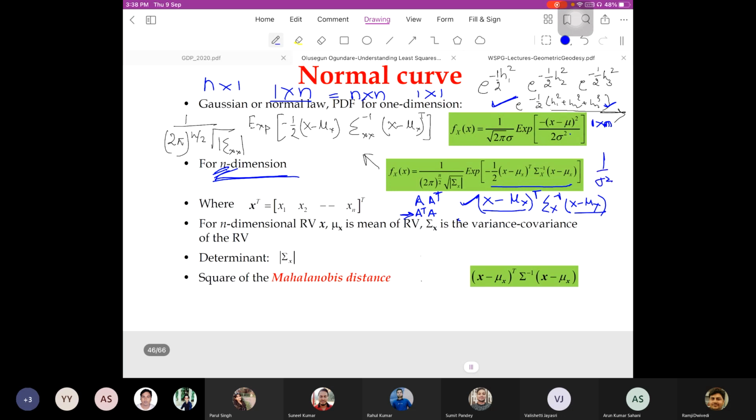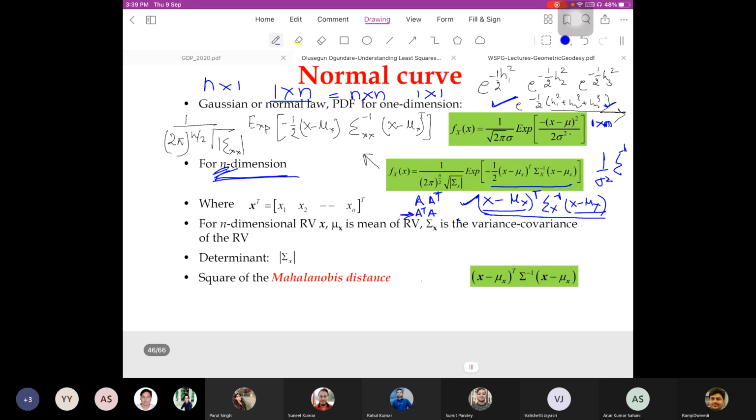If you follow the matrix inverse principle, 1 upon sigma square is in one dimension. Inverse of a matrix is represented in terms of n dimension. So that is represented here as x minus mu x, sigma x inverse, x minus mu x. So this is the way you write for n dimensional case, the normal curve.